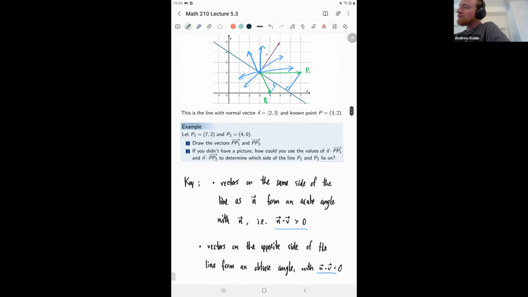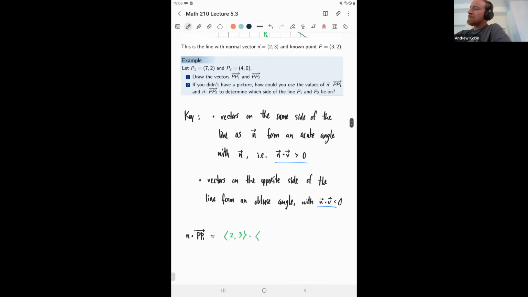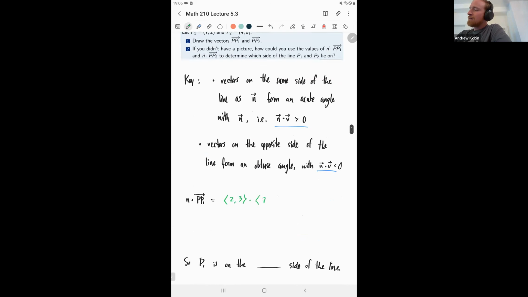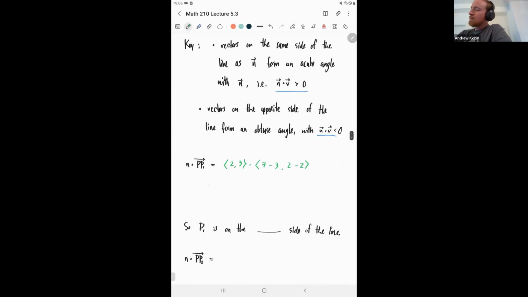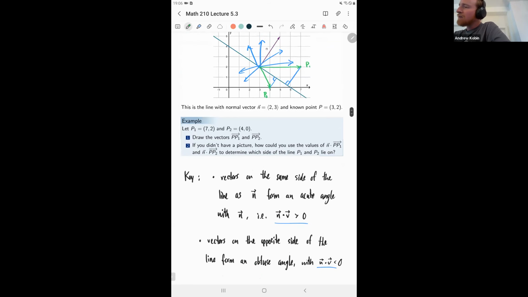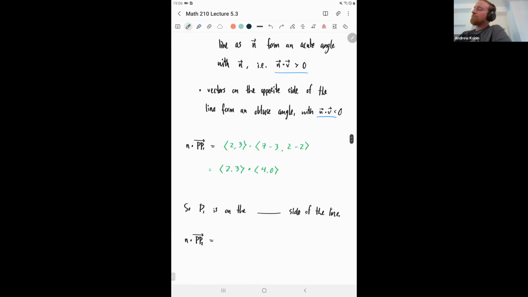But since we have coordinates, we can do this quite easily. P1 is 7, 2, and P is 3, 2. So I want to take 7, 2, and subtract 3, 2 from it. So let's simplify before we take the dot product. The displacement vector is then 4, 0. And let's double check geometrically. Does this make sense? Yeah, it looks like it moves 4 units to the right. Here's the vector we're looking at right now. And 0 units up or down. So that's our displacement vector for P1.